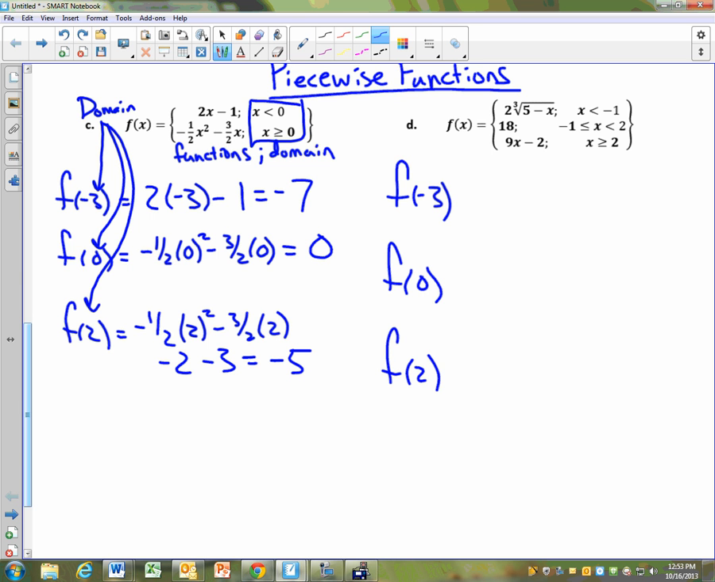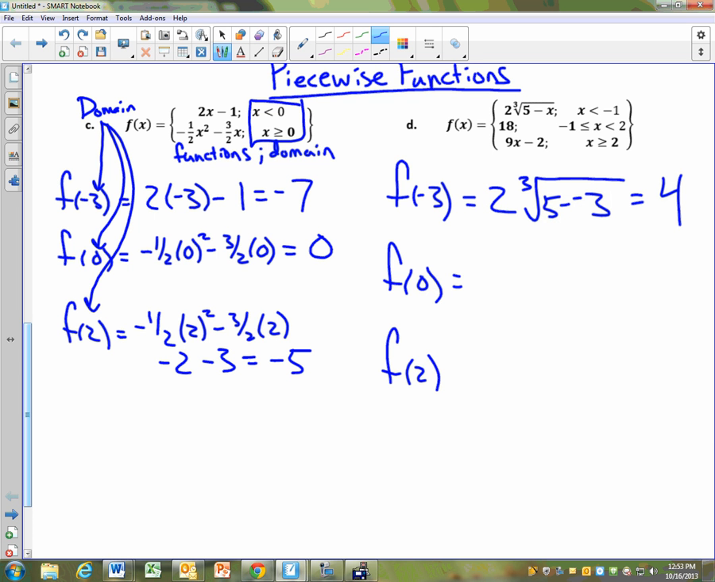F of -3. Do I use the first one, the middle one, or the bottom one? The first one, because -3 is less than -1. So I have 2 times the cubed root of 5 minus -3. What is 5 minus -3? 8, cubed root of 8, times 2, 4. Good.